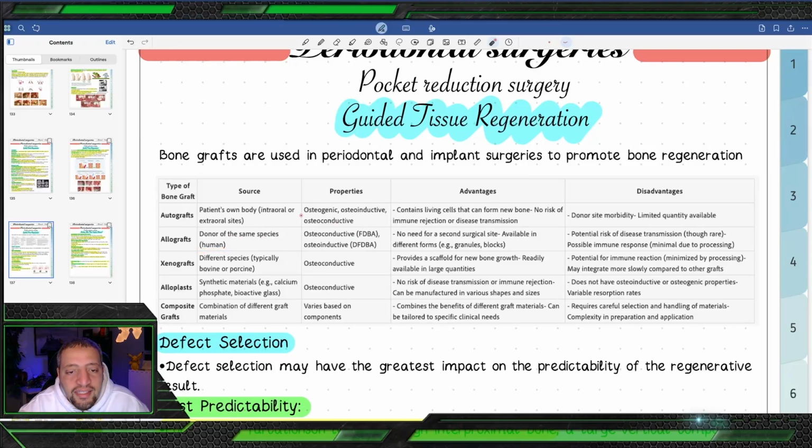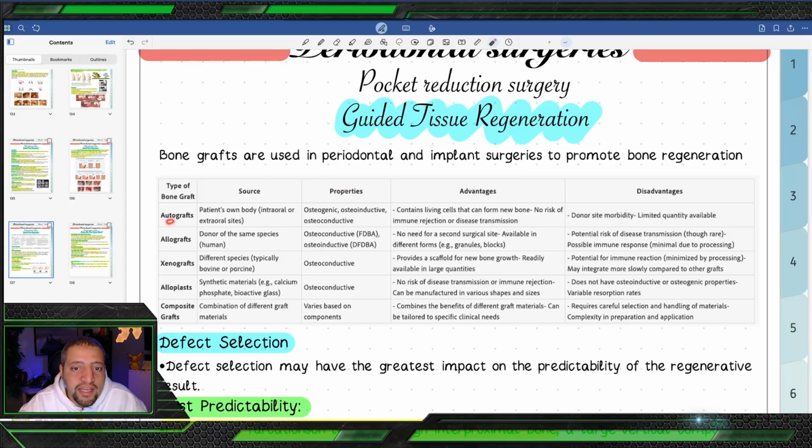This one does not have osteogenic because it's coming from a different human being. This is the allograft. It has osteoconductive and osteoinductive, and this is the main line I would like you to understand. Autograft has all 3. Allograft has osteoconductive and inductive. Xenograft comes from bovine. This has osteoconductive only. Alloplast, which is synthetic material, has osteoconductive only. And the composite graft, which is a combination of more than one, varies according to the source.